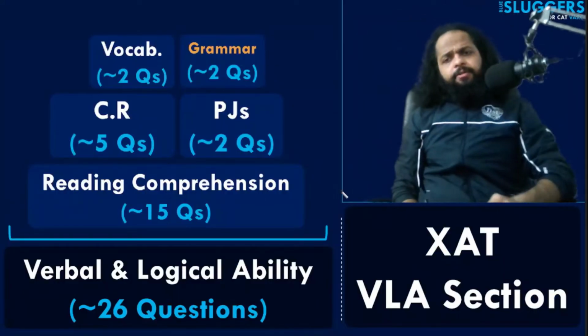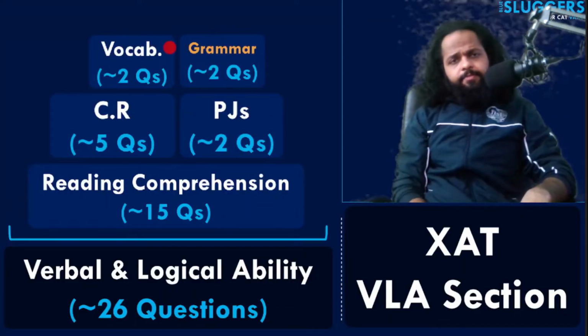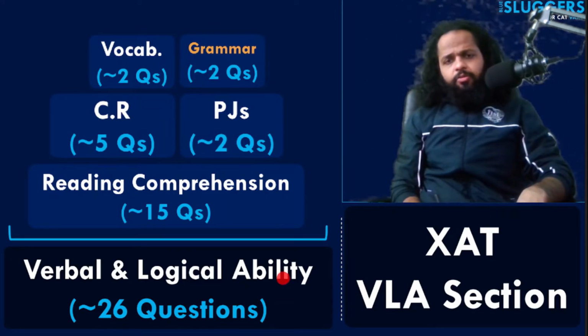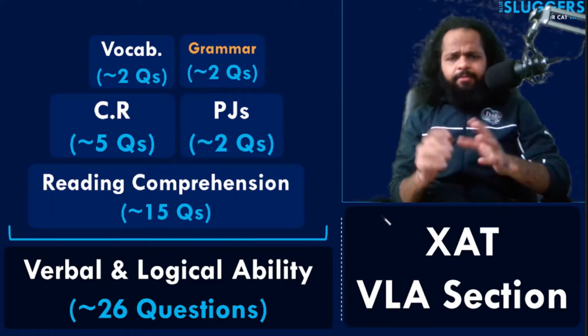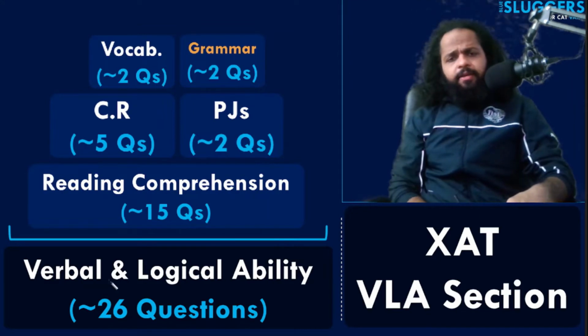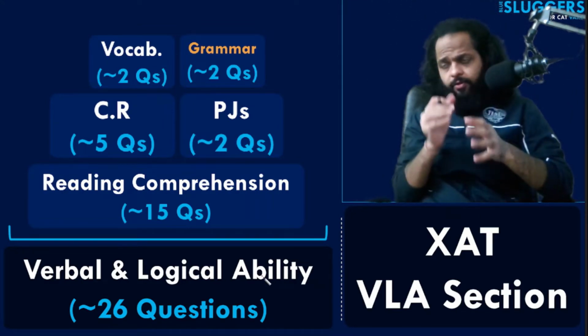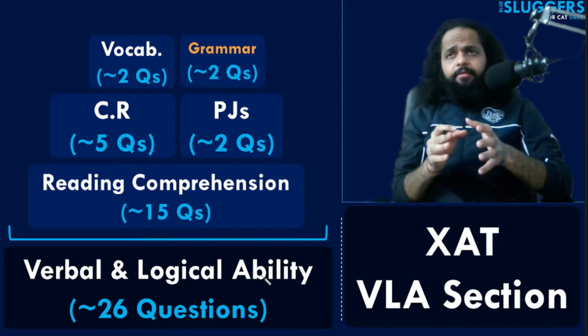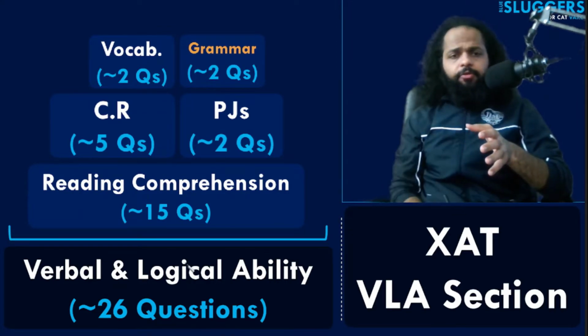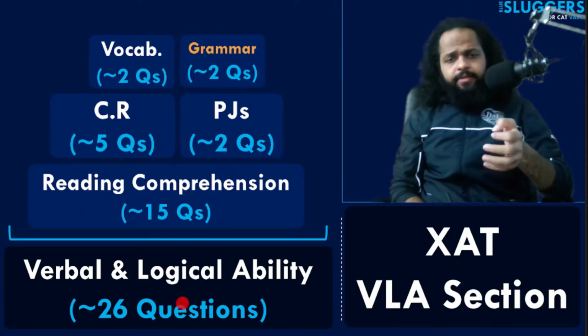Okay, so let's start with having a look at the question type split of the verbal and logical ability section of your XAT exam. XAT labels its English section as verbal and logical ability. Now, one thing that has been consistent for this section in the last 3 to 4 years is the number of questions featured in this section. There have always been around 26 questions.